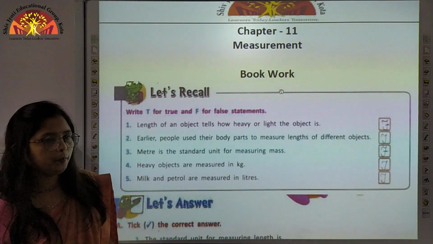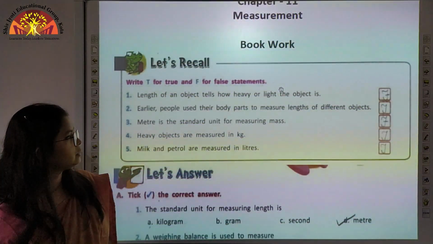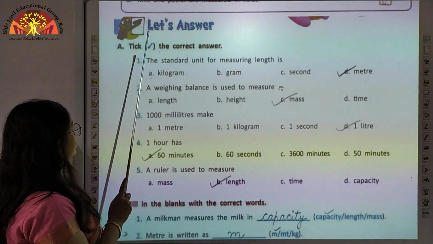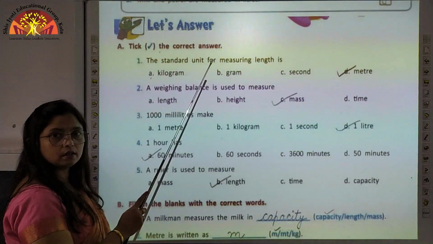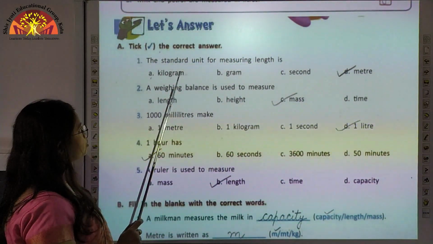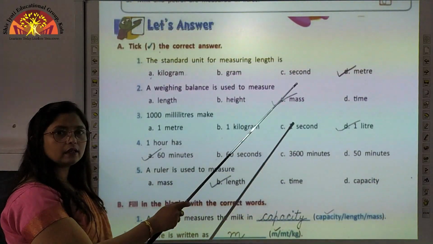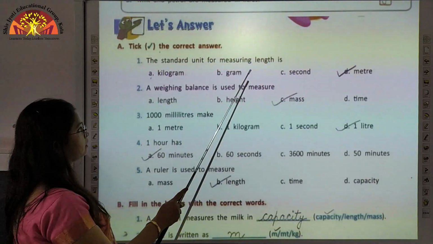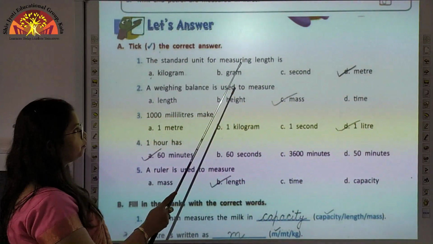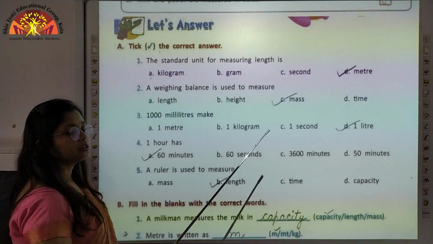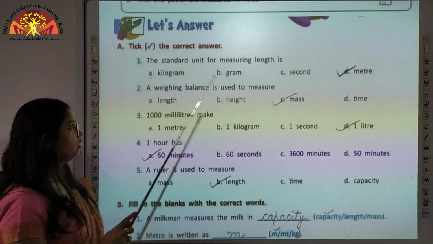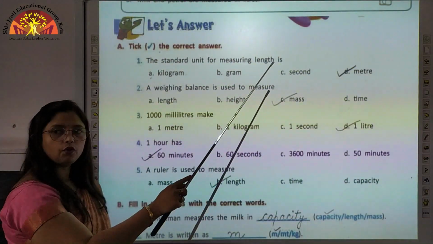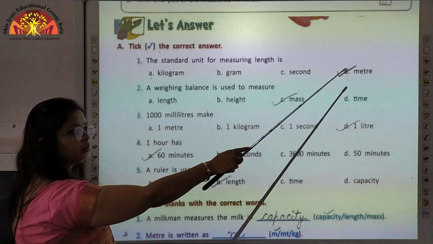Now, let us come to page number 93. Exercise A, tick the correct answer. What you have to do here is read the 4 options given over here and tick the correct one. Okay, so let us start. The standard unit for measuring length is kilogram, gram, second or meter. So, the correct answer here is meter. Kilogram is for mass, gram is also for mass, second is for time. So, we will put a tick mark on D option.